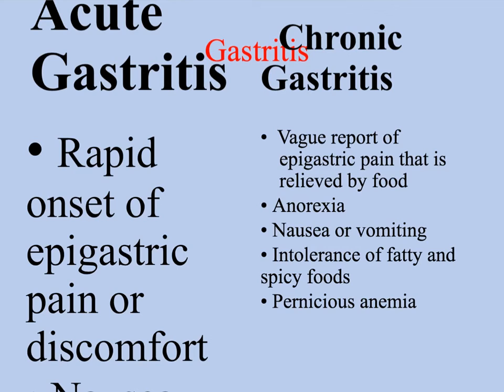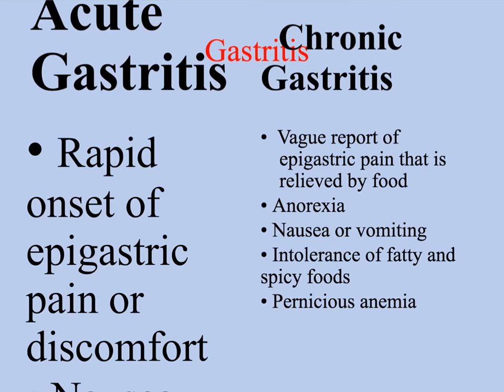Pernicious anemia is an interesting thing because pernicious anemia is essentially a B12 deficiency, so a vitamin B12 deficiency. It's called pernicious anemia instead of vitamin B12 anemia when it is a problem with the absorption of B12 in the stomach.